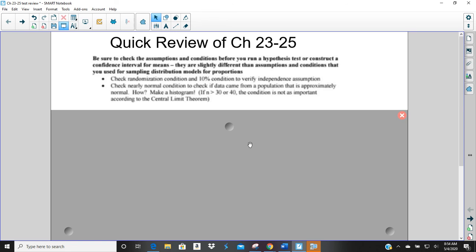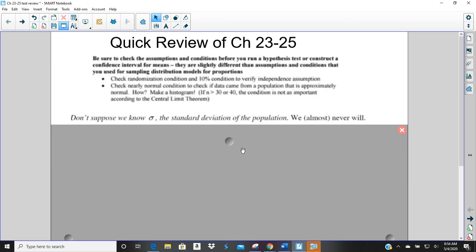If the sample size is below 15, you really need to make sure that it's unimodal and as symmetric as it can be. If it's between 15 and 30 or 40, you want to make sure that it is just unimodal and roughly symmetric. And if it's greater than 40, it's large enough that we can use the normal model. But you do just want to make sure that there's no extreme skewing.